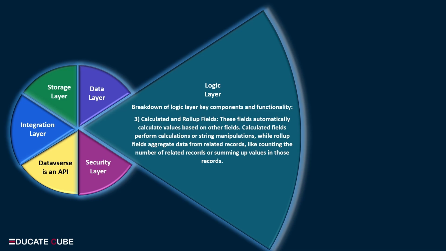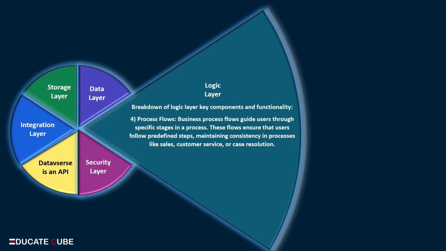Okay. Now, fourth point is process flows. Business process flows guide users through specific stages in a process. These flows ensure that users follow predefined steps, maintaining consistency in processes like sales, customer service, or case resolution. For example, let's say you are working on a customer support case. The process flow can guide you through stages like new, in progress, and resolved.